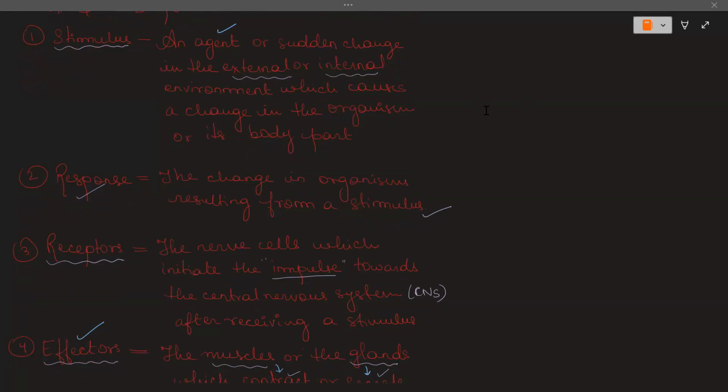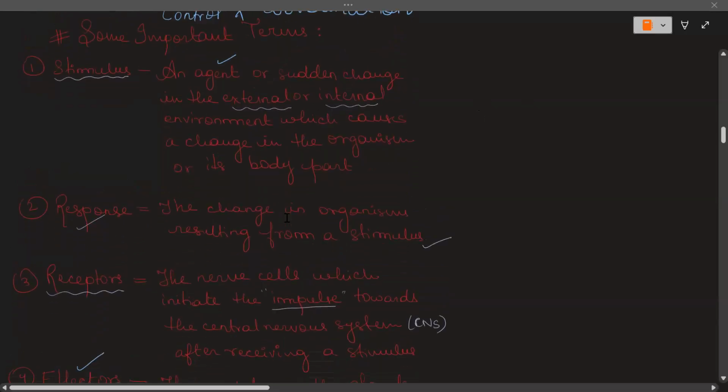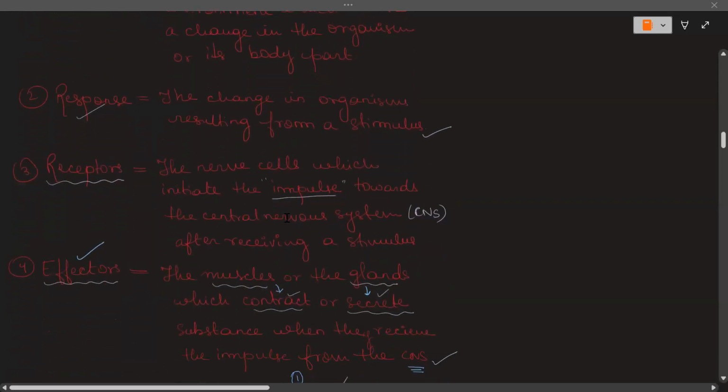Okay. All right. So right now, as I told you, the first thing to discuss is the stimulus and then there is the response. Now the third thing is the receptor.